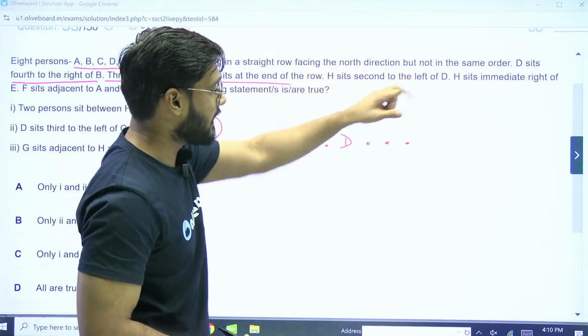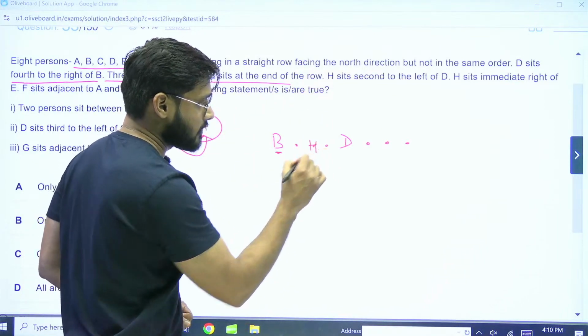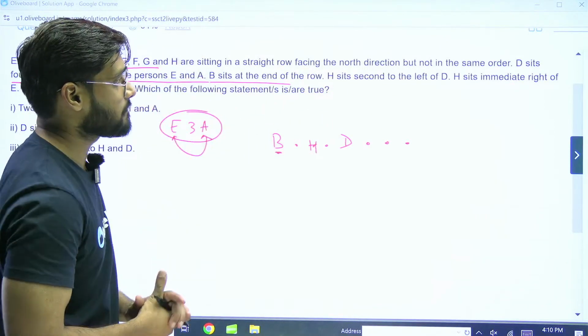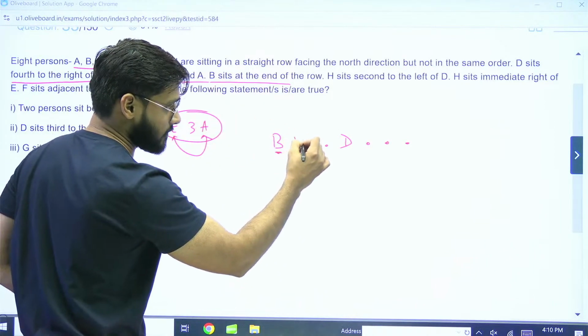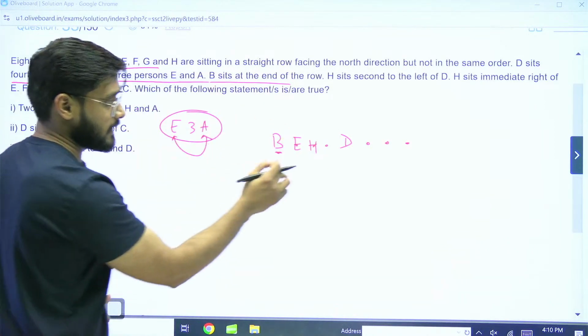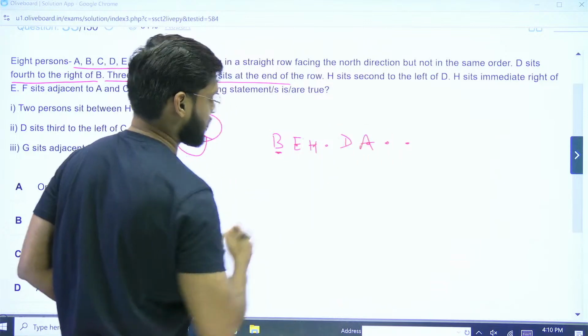H second left of D. So H will come over here. One person will come between H and D. H is immediate right of E, so E will come over here. And 3 persons between E and A: 1, 2, 3. A will come over here.